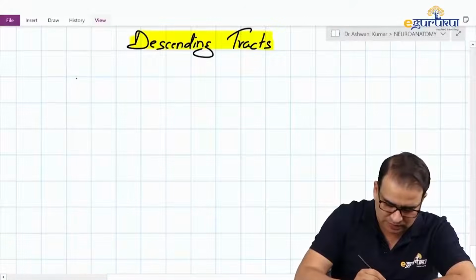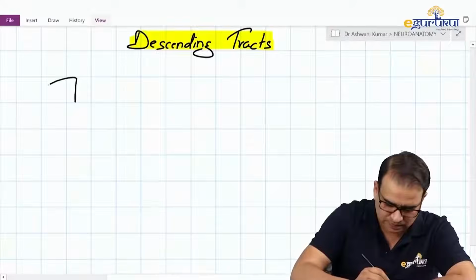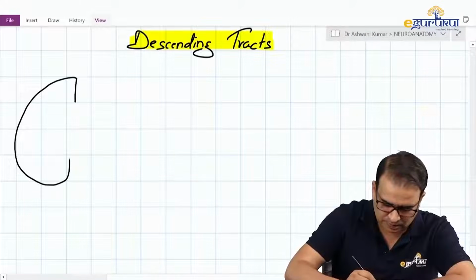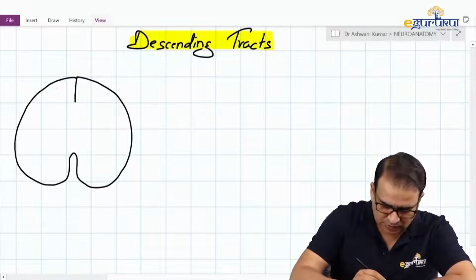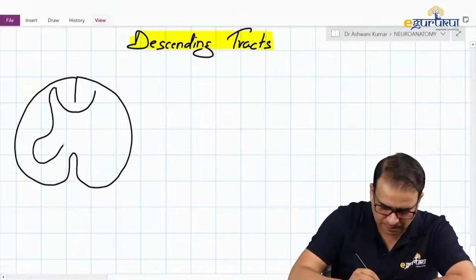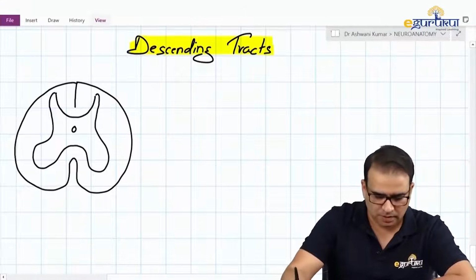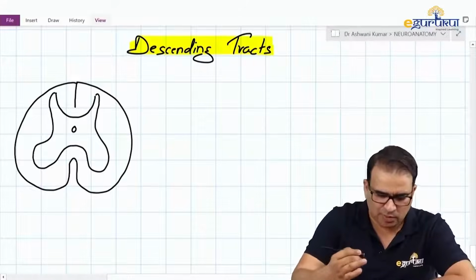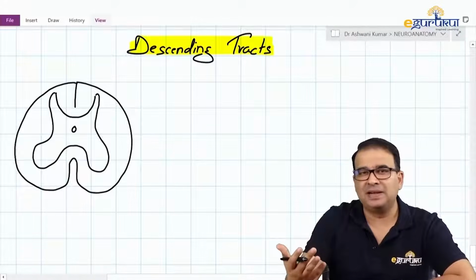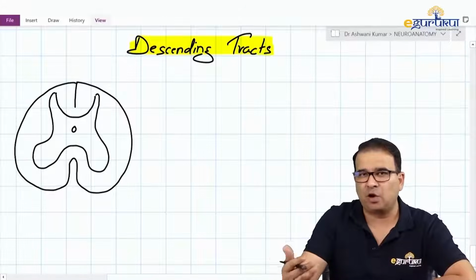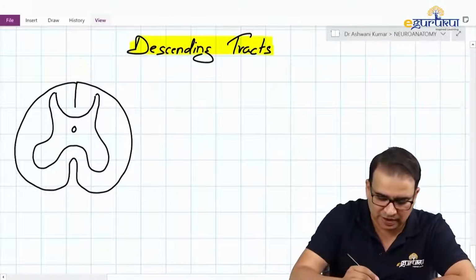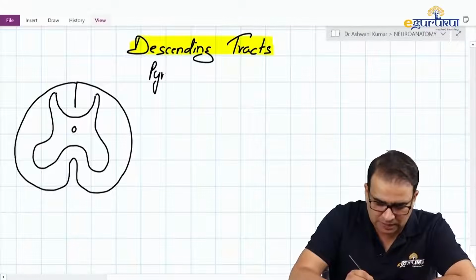So here we go. This is the spinal cord once again. When you talk about descending tract, the main tract which comes to everyone's mind is the pyramidal tract, or the corticospinal tract. That's a major descending tract we get. So we have a tract called the pyramidal.